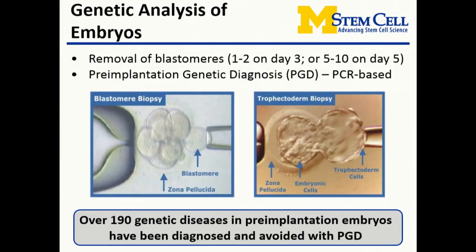So, a little bit more about the embryo analysis. This is something we do quite commonly now, where we can take one cell out of a day 3 embryo, called a blastomere, or we can take 5 to 6 cells out of a blastocyst, and then we analyze it. We can freeze the embryo, get the analysis back, and know which embryos are normal and which ones are abnormal. And as it says here, there have been over 190 genetic diseases for which embryo analysis at a genetic level can be done, circumventing passing that disease on to the children of the family.